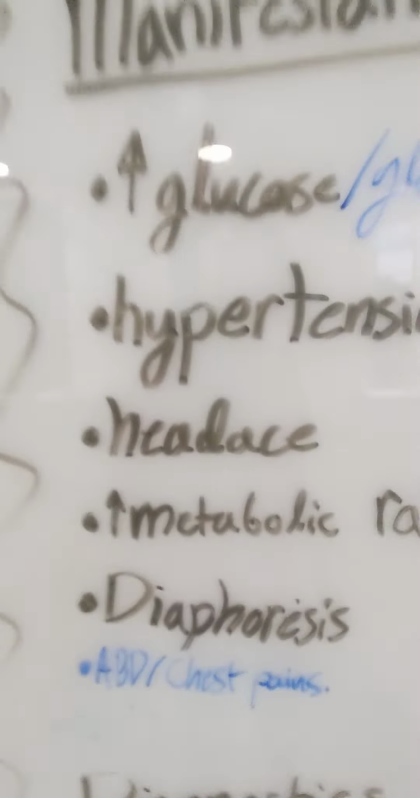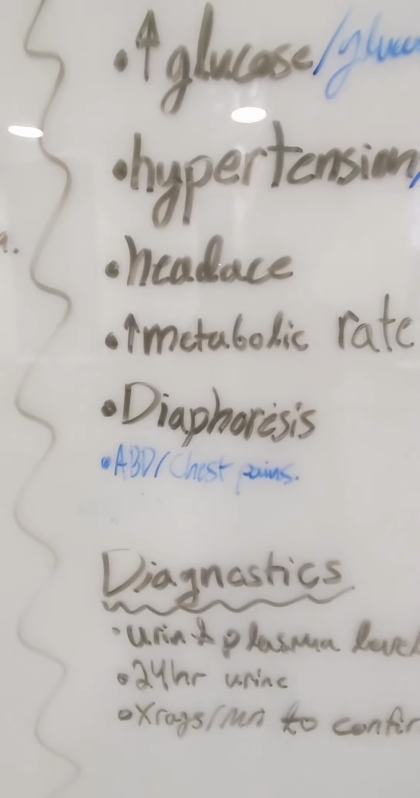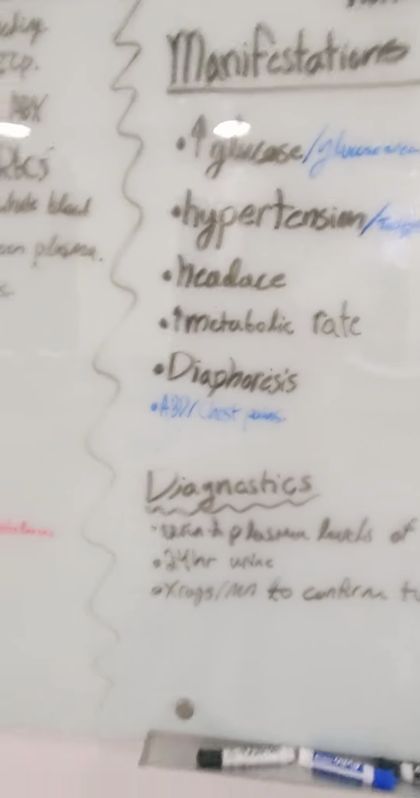It's such a headache to get. You're gonna have an increased metabolic rate because if you see it, you're gonna run for that chrome film, and diaphoresis because you're not gonna be able to breathe after you get to it. You're gonna have abdominal and chest pains from it because it's worth having a heart attack for.